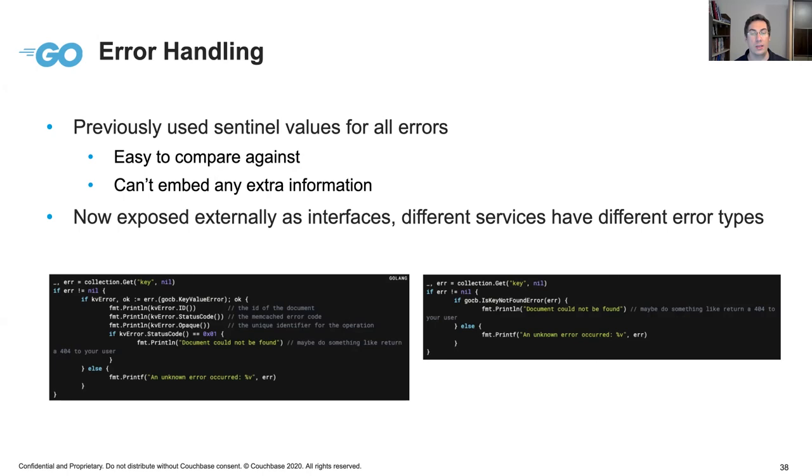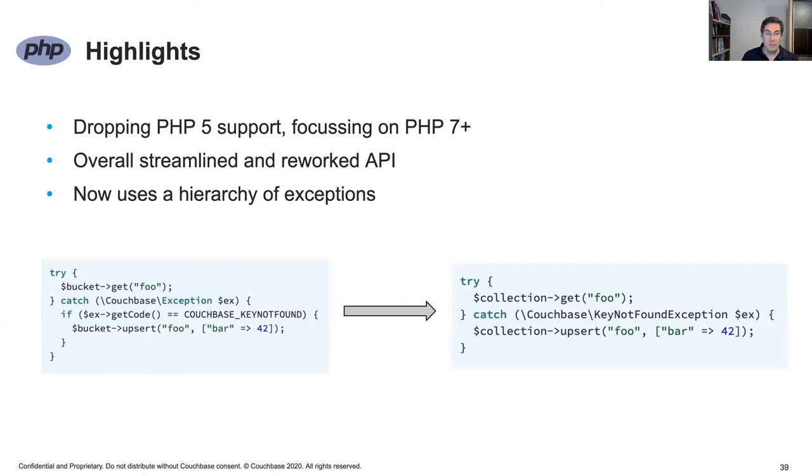In PHP, the big theme, other than of course reworking the API and modernizing it to use a hierarchy of exceptions, etc., is that we dropped support for PHP 5 and moved to PHP 7. Since the PHP ecosystem really moved to 7.0 and later, we also followed suit, and of course, alongside had to break certain APIs and modernize our own APIs here.